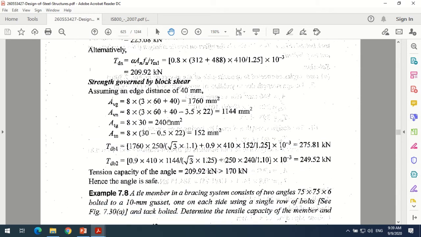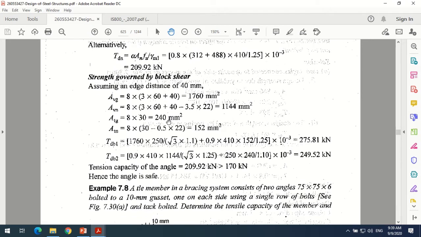Similarly, when we come to the calculation of strength governed by block shear, we require AVG, AVN, ATG, ATN. AVG stands for gross area along the shearing plane. AVN is the net area along the shearing plane. ATG is the gross area along the tension plane. ATN is the net area along the tension plane.